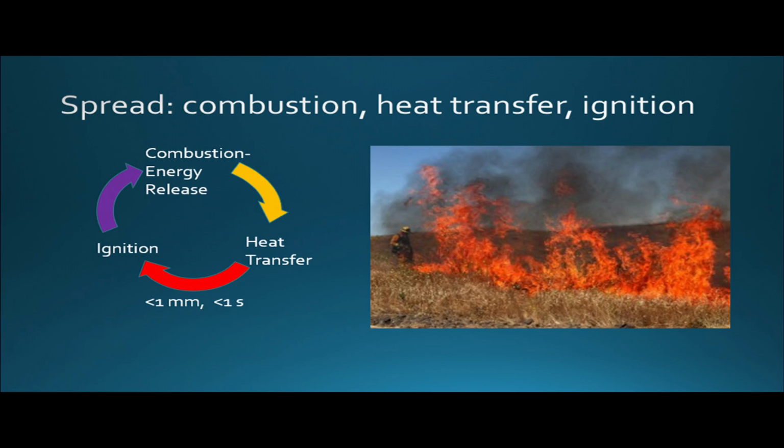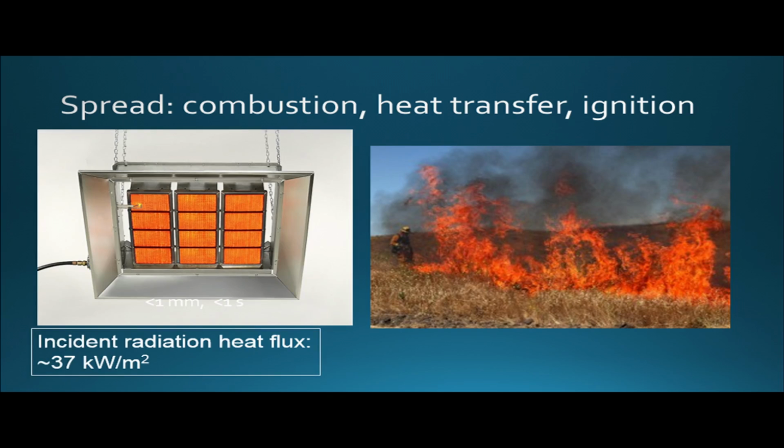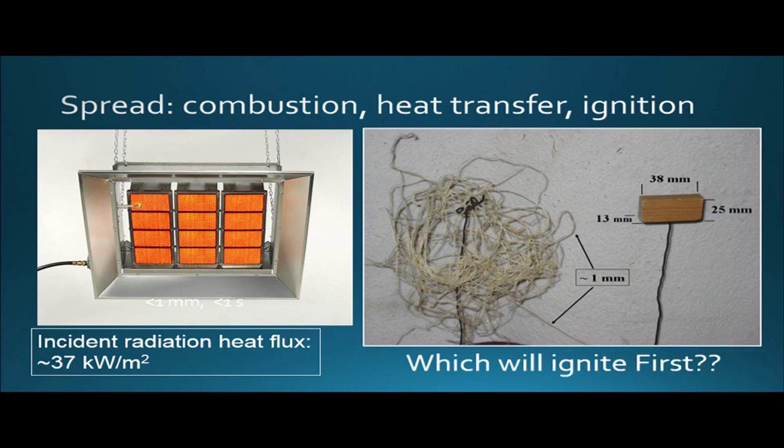So, what fire spread is, it's a non-stop reaction involving combustion and energy release, heat transfer to ignite new fuels that feed back into the spread process, right? These are actually operating at sub-millimeter and sub-second levels. That's the challenge. Let's just look at how ignition takes place. See that fire there? Well, we can duplicate the radiative output from that fire with a simple chicken heater for a garage, okay? 37 kilowatts per meter. It'll fry your skin at second-degree burn in 1 second.